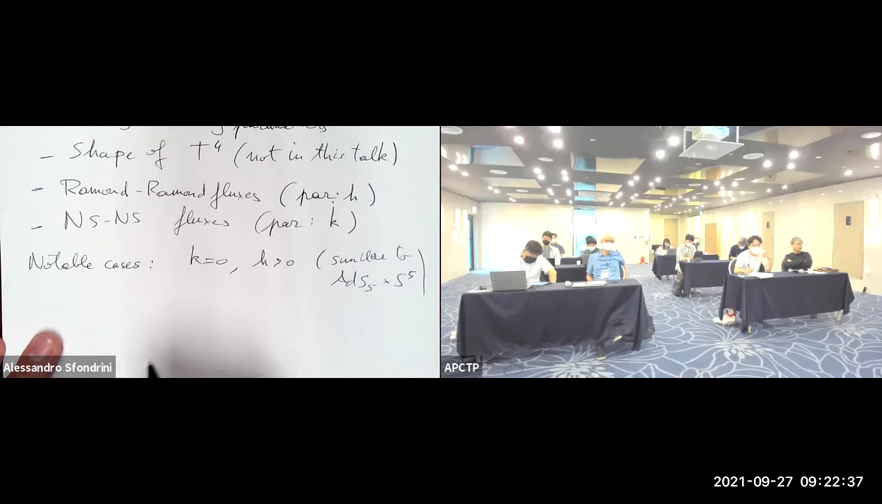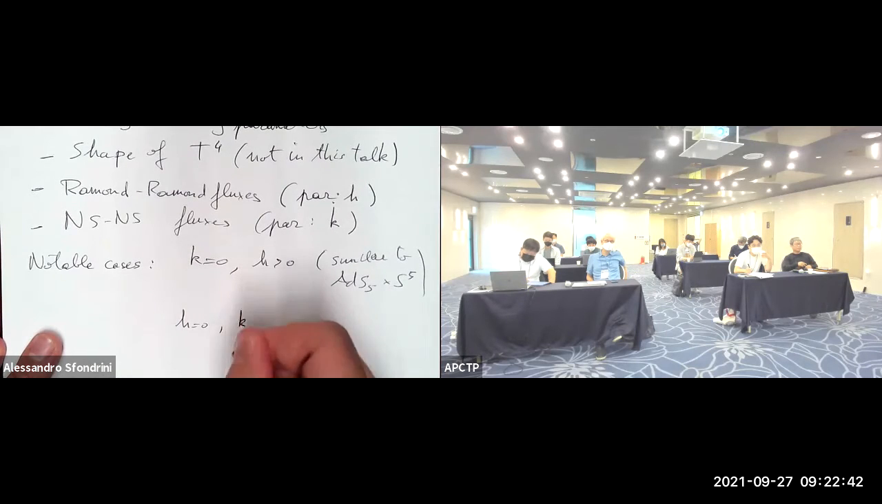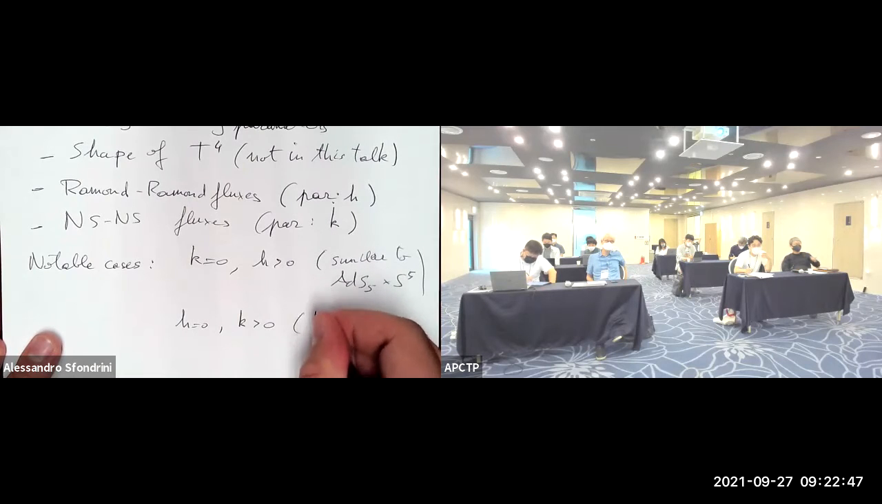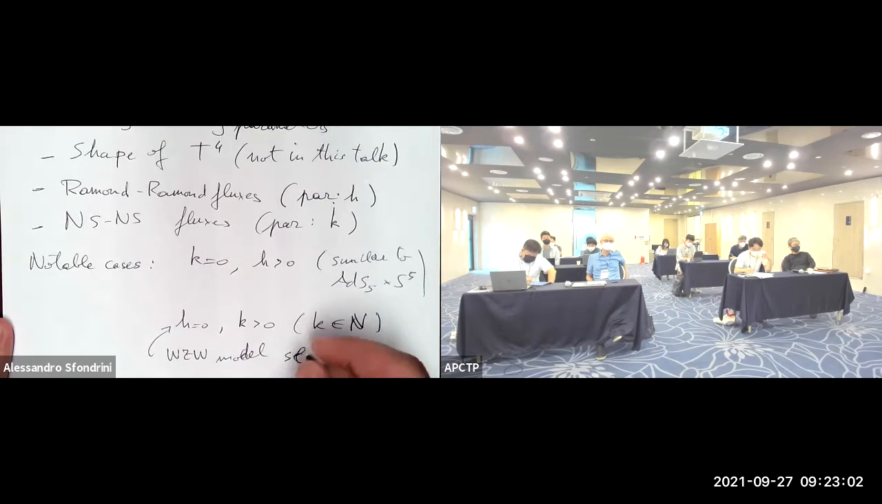Or you can have H equal to 0 and K greater than 0. In fact, K has to be quantized. And this case here is a Wess-Zumino-Witten model. It's described by a Wess-Zumino-Witten model with groups SL2 and SU2 and appropriate levels here, okay? And then you have an intermediate scenario that interpolates between the two.